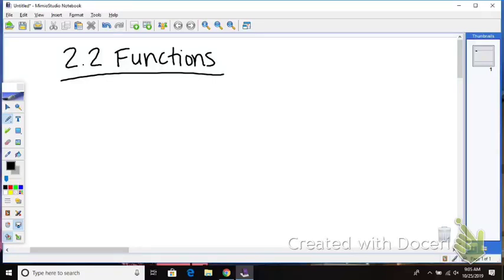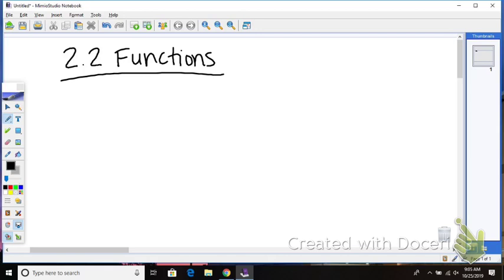Okay, so this is 2.2. The only thing we're doing in section 2.2 is talking about functions. There's 3 things we're going to do with functions. We're going to determine if a relationship is a function, we're going to evaluate functions, and then we're going to have a little throwback to Algebra 2 when we evaluated piecewise functions. So, yay.